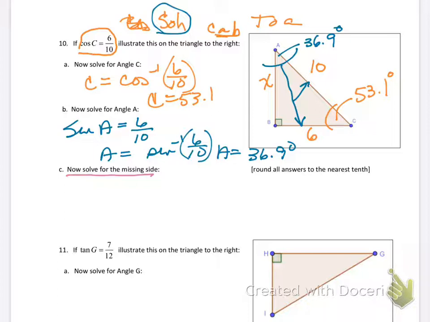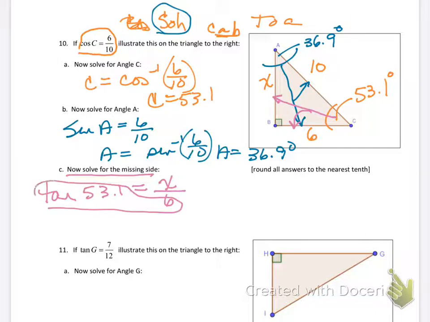I'm always going to use my acute angles. So I'm either going to use 53.1 or 36.9. Your choice. I'm going to use 53.1. From that perspective, X is opposite, and I think I'm going to use tan. 6 is adjacent. So the tan of 53.1 equals opposite, the unknown, over the adjacent.